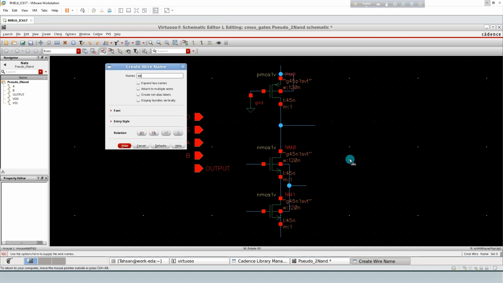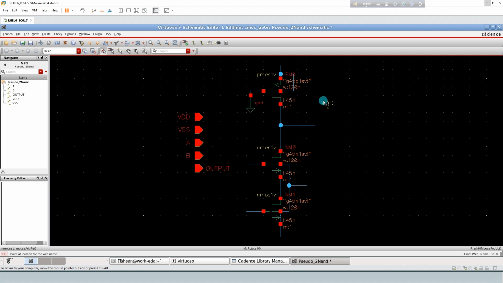Now create a label with the same name as the pin name, because there is no wiring connection. Place all pins correctly.